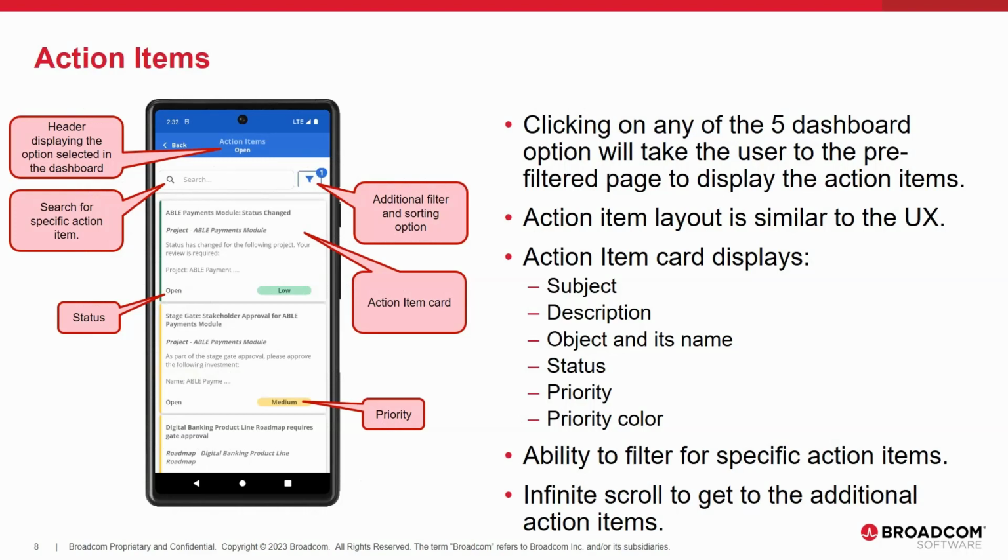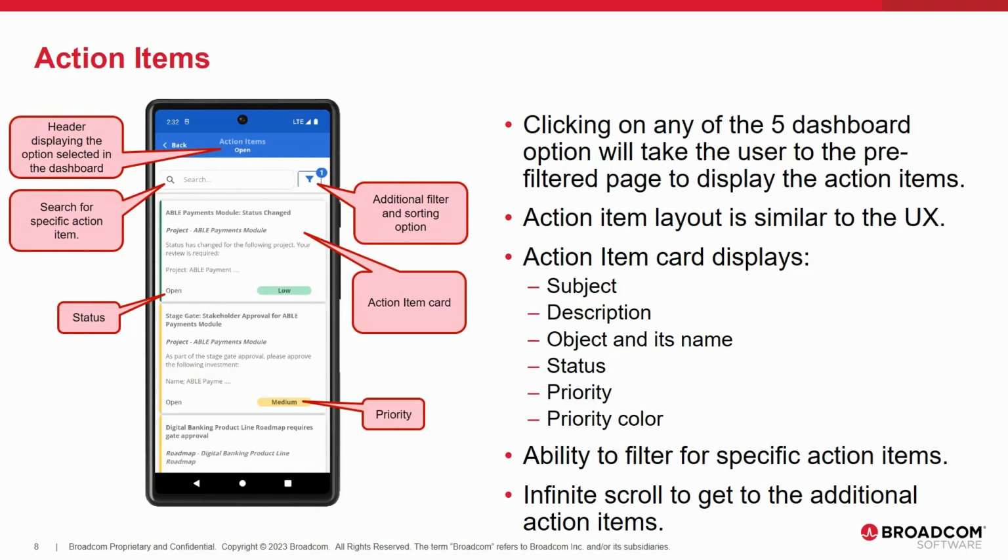Right underneath the header, I can see the search bar. I can essentially search for my action item using the search bar. By typing a value in the search bar, it'll search for any action item where either the subject or the description will match what I am typing. The card below that will display the action item, which will have the action item subject, its object, where it came from, along with its status and its priority.